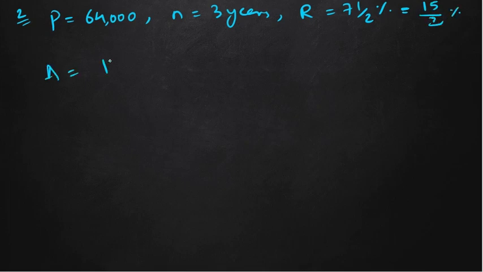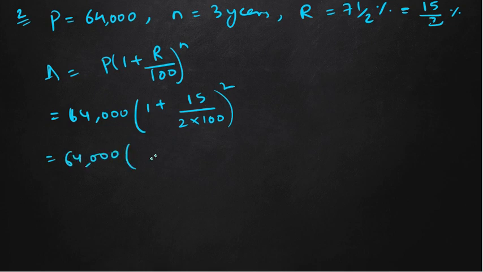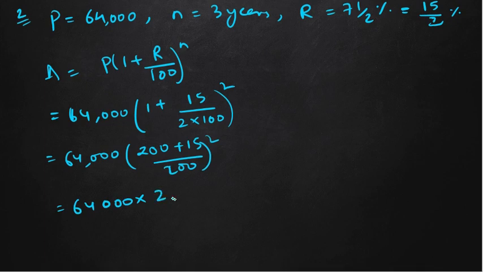What will be the formula for amount? P(1 + R/100) to the power n. So the principal is 64,000, 1 plus R by 100. R by 100 means 15 by 2 into 100, whole cubed. This will be 64,000 into (200 + 15)/200 whole cubed. This can be written as 64,000 into 215/200 into 215/200 into 215/200.